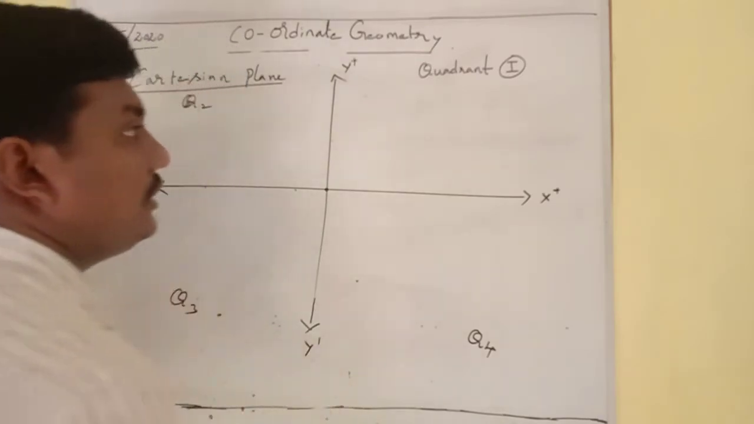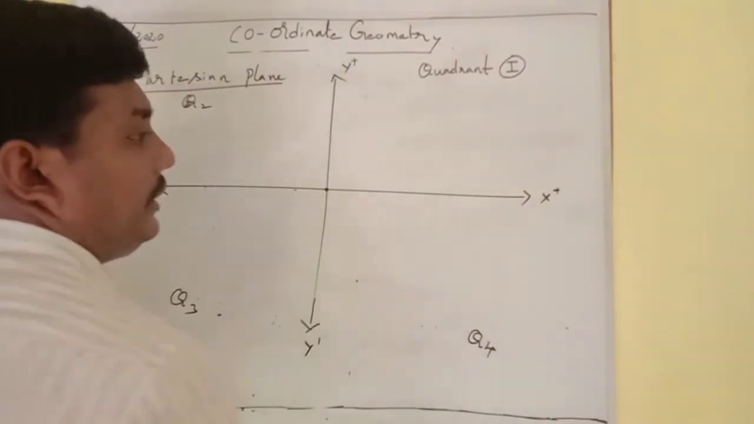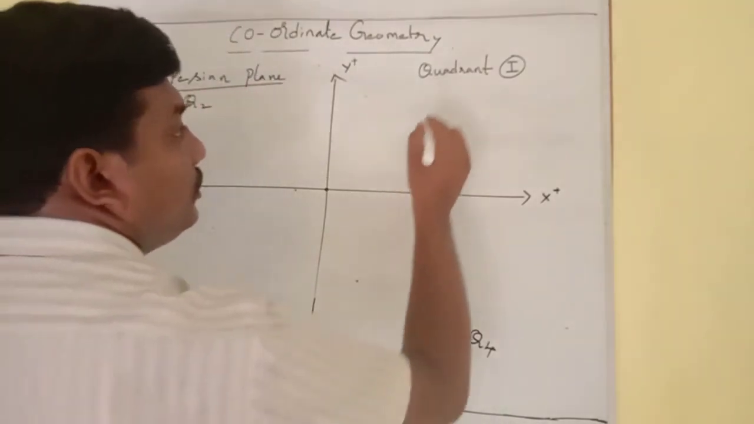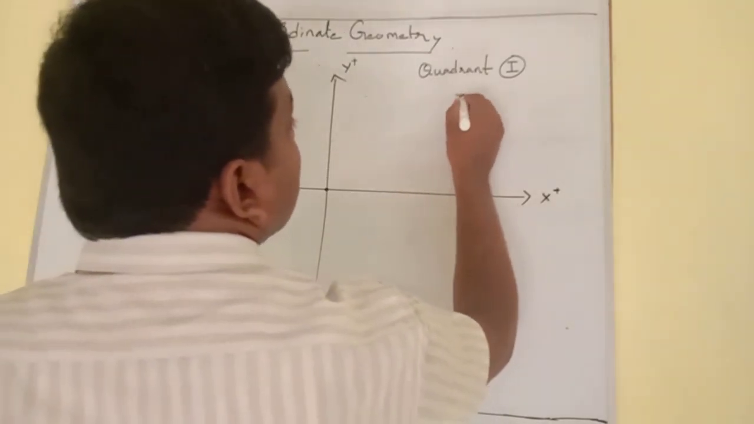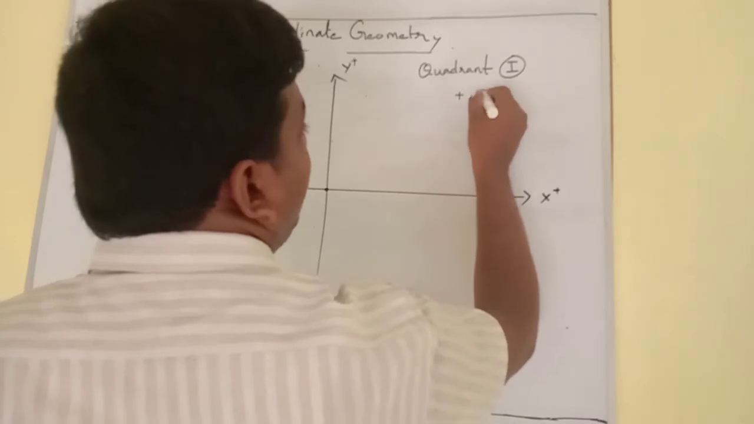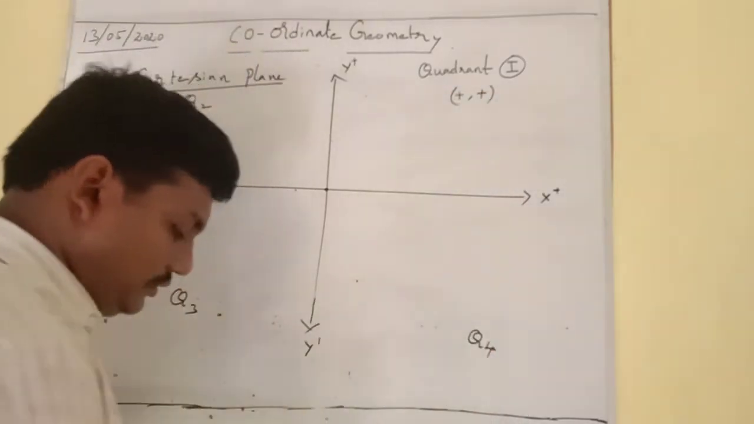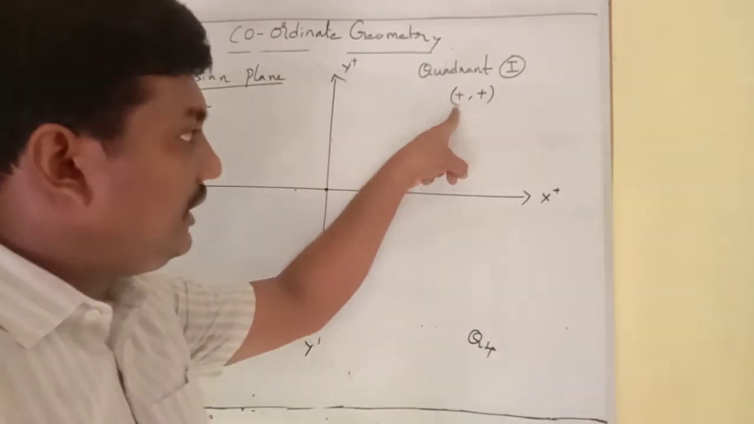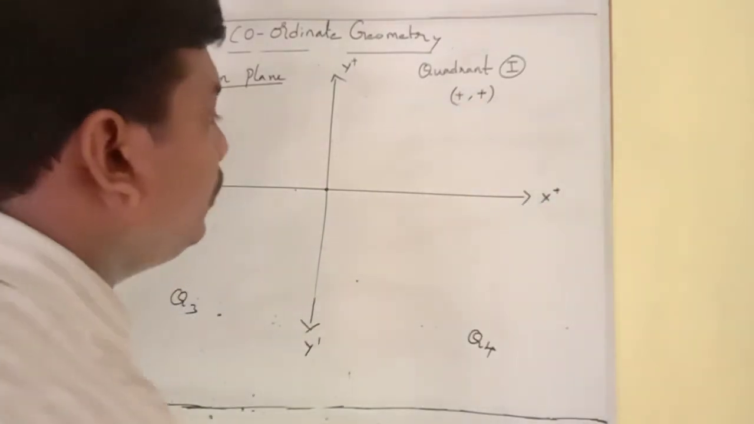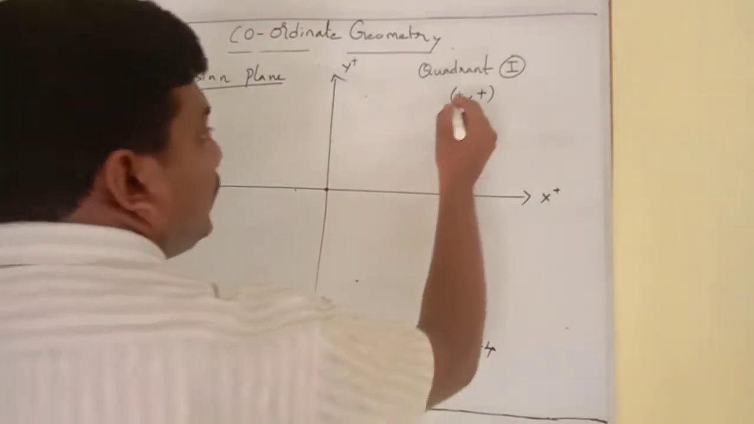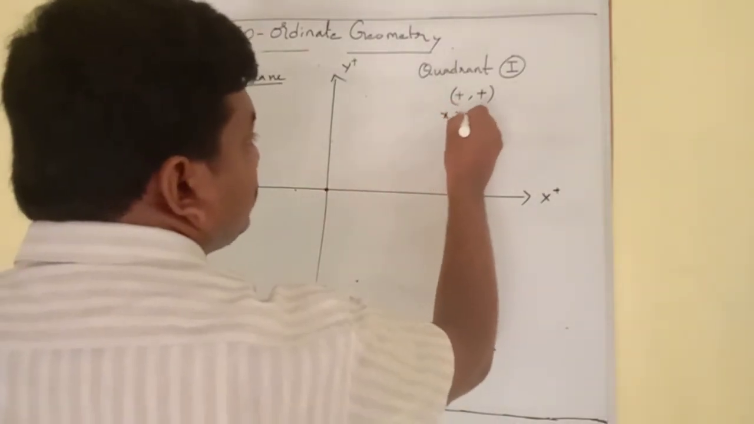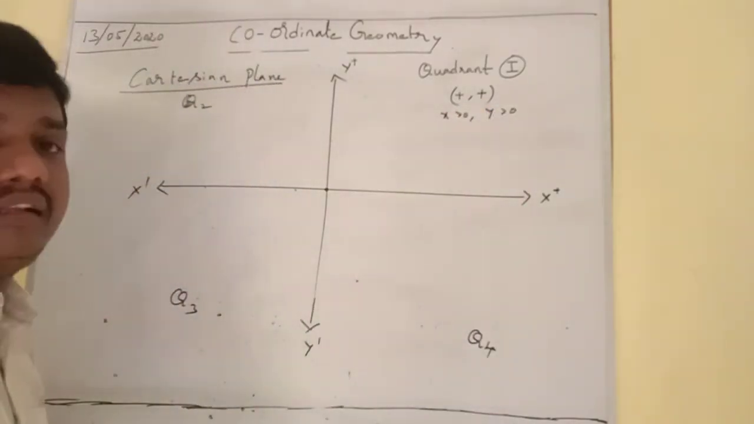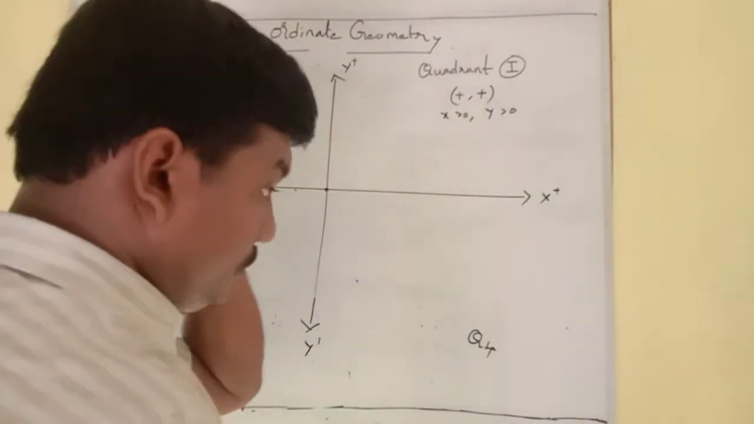Let me consider this now. In the first quadrant, both the x value and y value are positive. This is plus x value, plus comma plus. The first value is x and the second value is y. Both are positive values. That's the reason why here x is greater than 0 and y is also greater than 0. X greater than 0 and y greater than 0 means positive values.